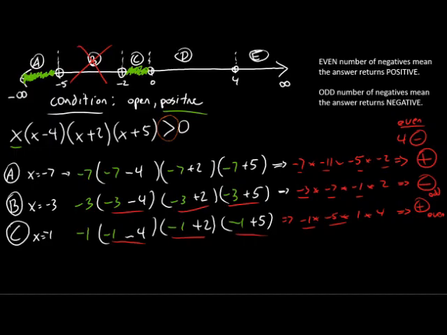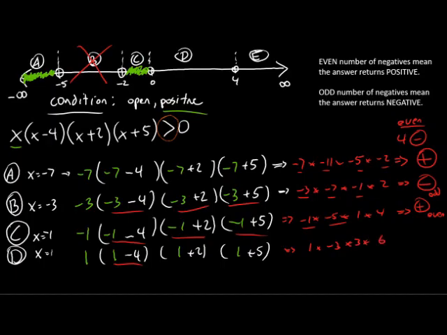Let's do the same thing for region D. Pick an x that's between 0 and 4, and we'll just use +1 here, and we'll place +1 in for every x. We'll have 1 as our first term, 1 minus 4 gives us -3, 1 plus 2 gives us +3, and 1 plus 5 gives us 6. We have a single negative, which is odd, which gives us a negative answer. However, that does not match our condition, so D will not be part of our solution.